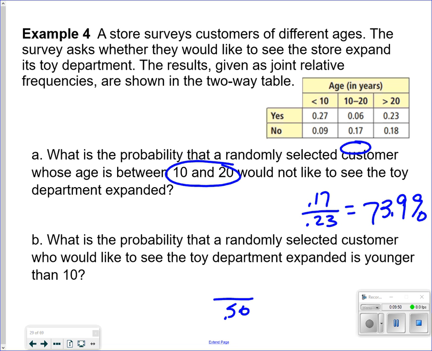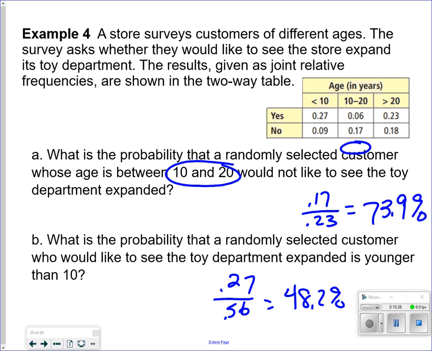What is the probability that a randomly selected customer who would like to see the toy department expand is younger than 10? So now we're talking 0.27. And so, again, you're taking all the yeses and then looking for the yeses that are younger than 10. So you're talking about 0.27 divided by 0.56. And so there's a 48.2% chance if I took the yes people only and I ended up getting somebody below 10.